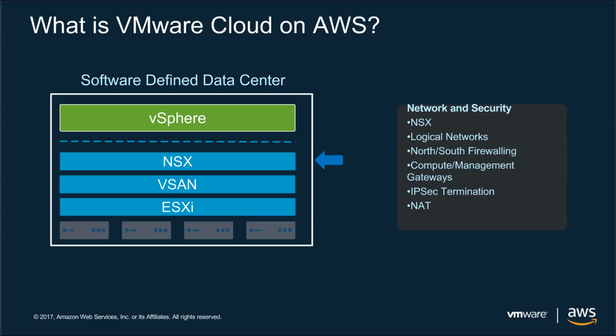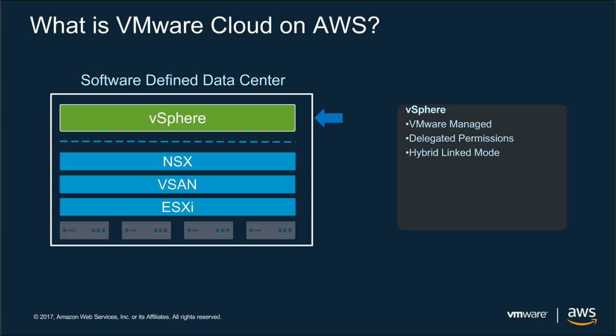The gateways themselves act similar to an IGW, the internet gateway on the AWS side, if you're familiar with that, except they do some additional things. So they provide gateway services for all of the logical networks, but they also act as an IPsec termination point for IPsec VPN tunnels. They perform NAT. They'll do your north-south firewalling, so all of the ingress and egress traffic out to the internet will be firewalled by the compute gateway and the management gateway components.